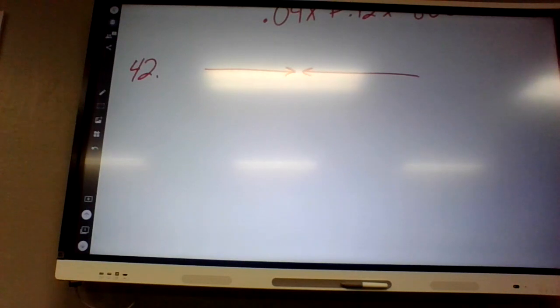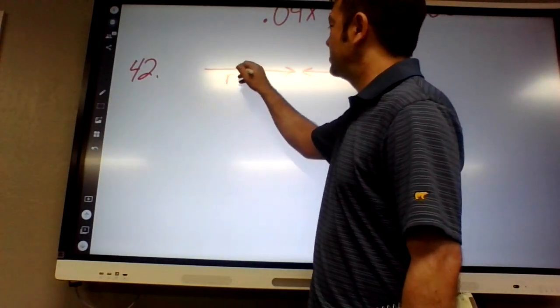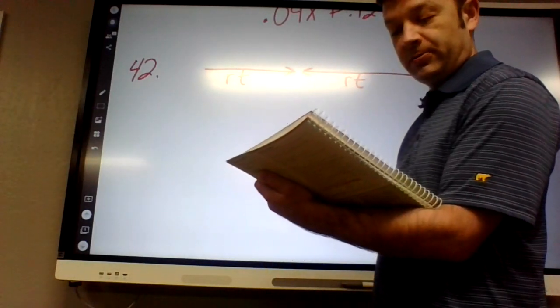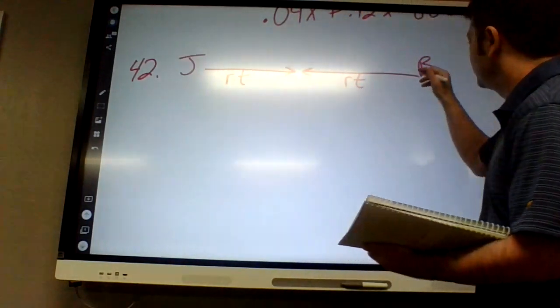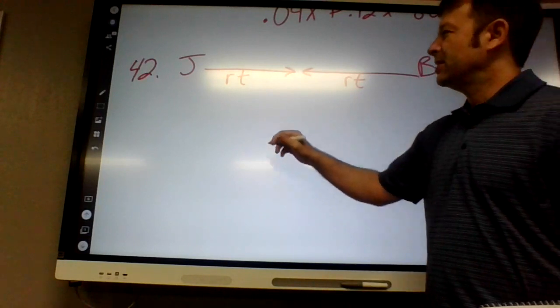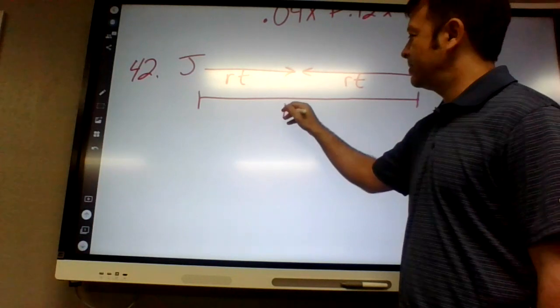Okay, what did we put on each arrow for these problems? R and T, right? They both have an R and a T. But then we replaced them all. Let's see, it's Julie and Beth. This will be Julie, this will be Beth. Okay, let's read through the information. It says Julie drives 120 miles from Greenup to Newton. So what do I do with the 120 miles? It's the distance. It's the total distance they are apart. It's not a rate, it's not a time, it's total distance.